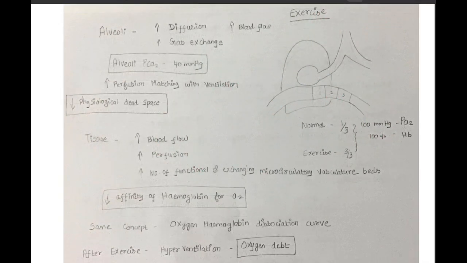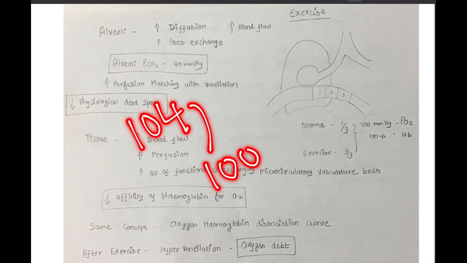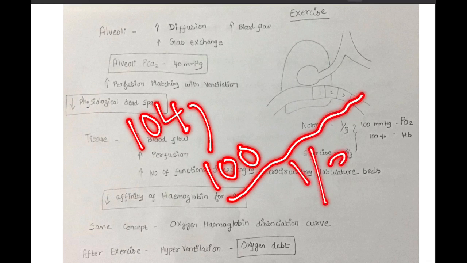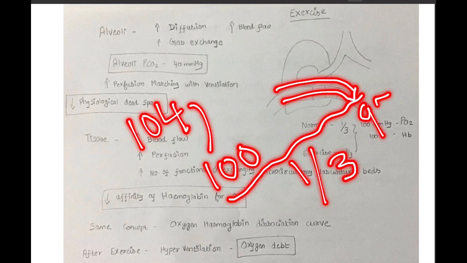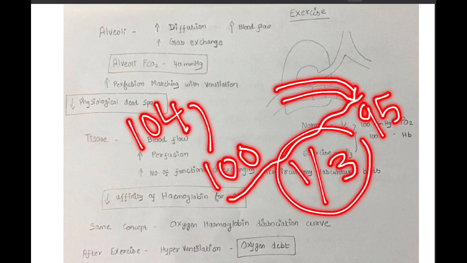Here the partial pressure of oxygen in the alveoli of the lung is 104. I have mentioned this many times, that the partial pressure of oxygen in the arterial blood is 100, and when it travels through the pulmonary capillaries, when it travels one third of the pulmonary capillary, there will be venous admixture, and the partial pressure of oxygen drops to 95. I have mentioned this many times during my lecture.